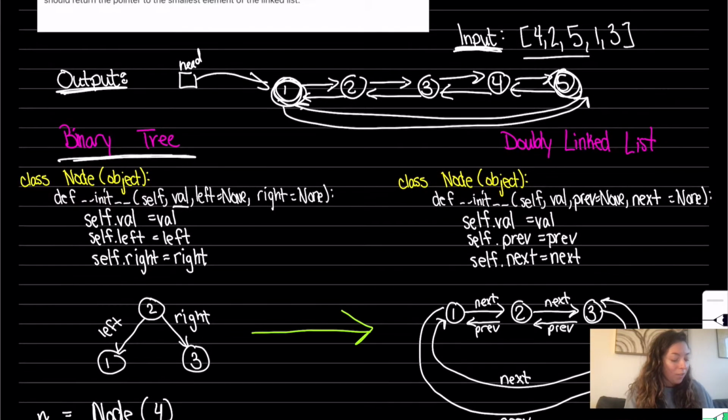And then the node has 2 variables alongside the value. We also have the left and right, denoting the left child and the right child.